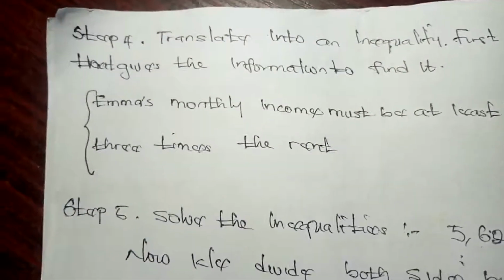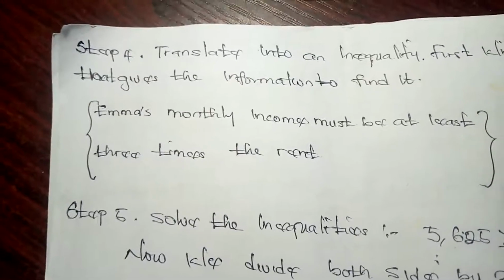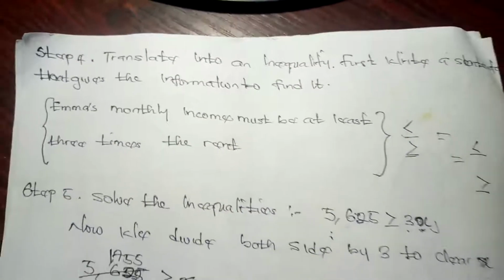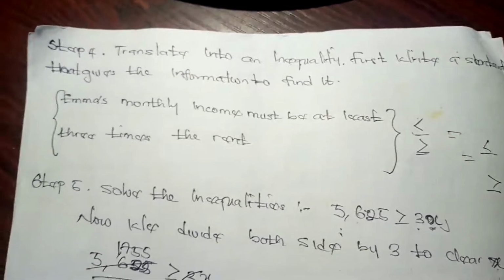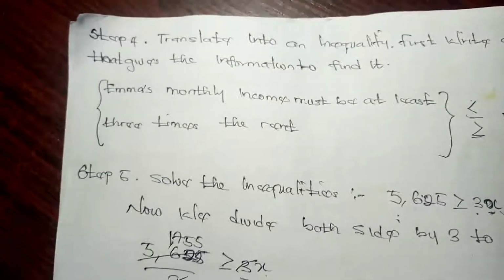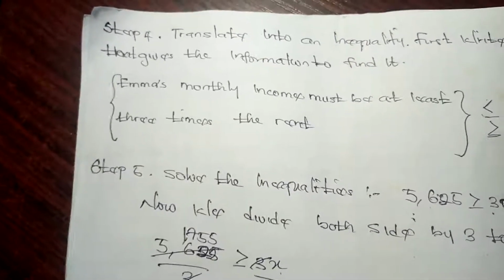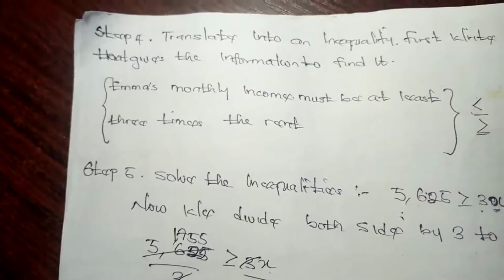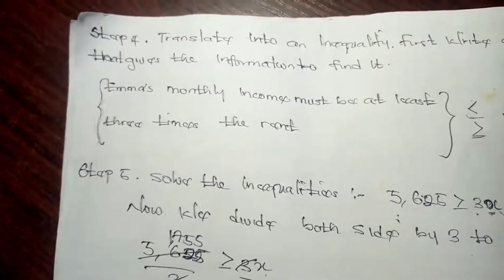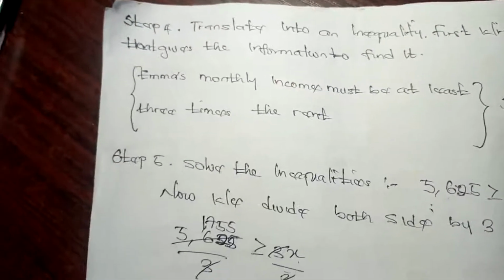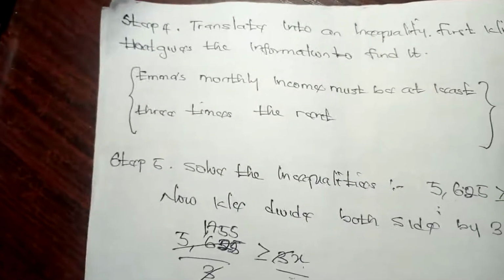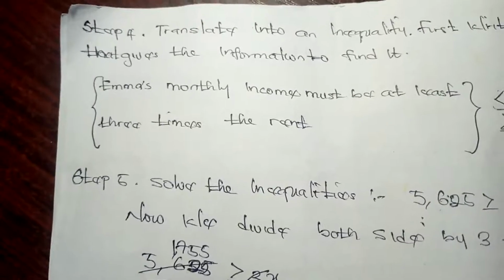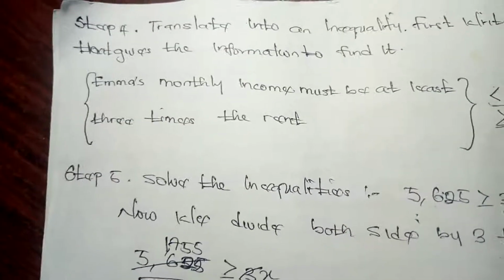Step 4, we translate into an inequality. But before we do that, we first write a sentence that gives the information to find it. If you feel you won't get confused, you can just translate it to an inequality directly without writing any sentence to find what you're looking for.